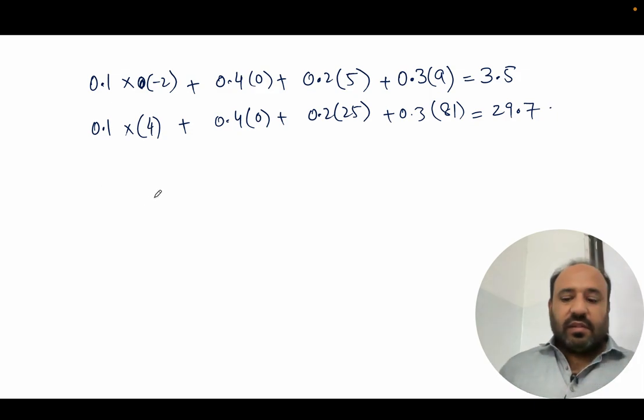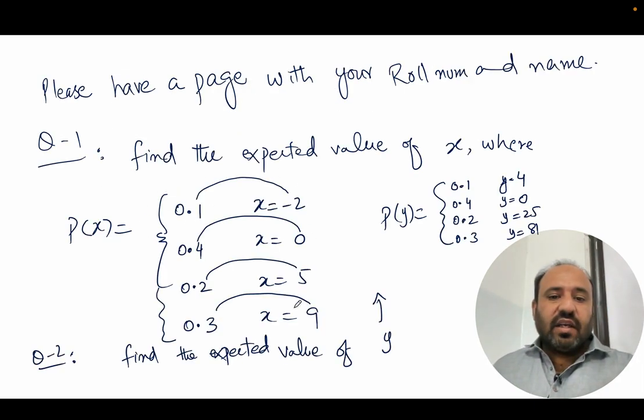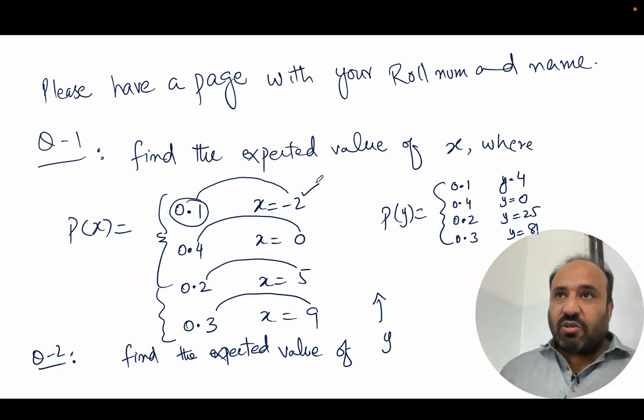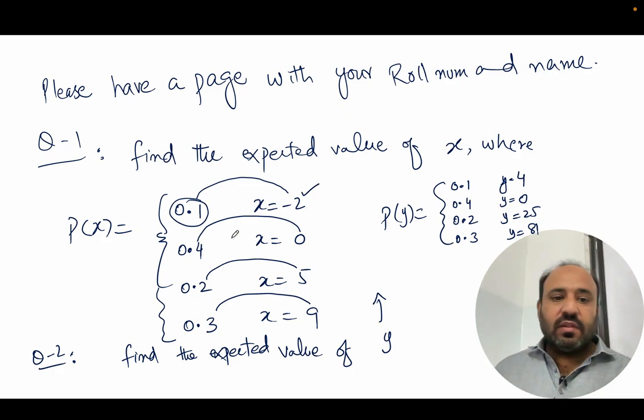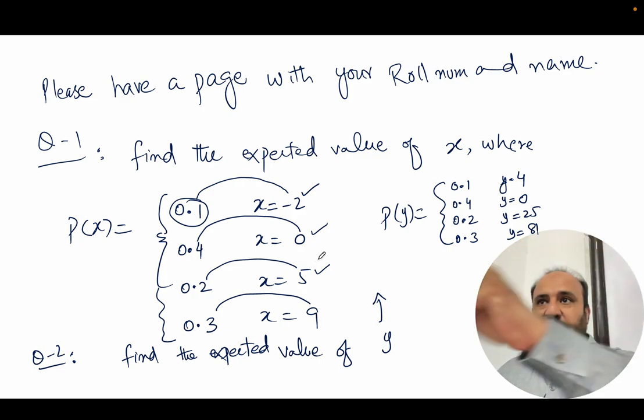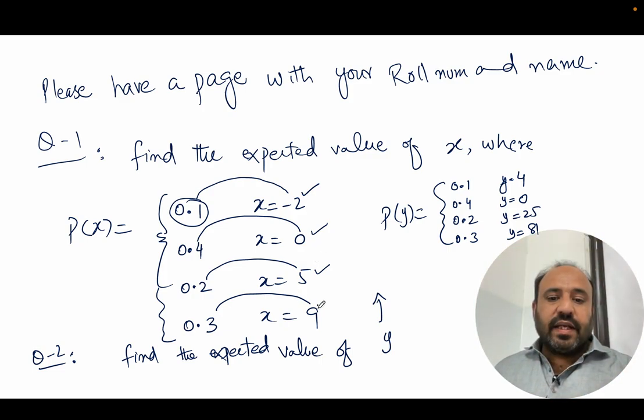For example, if you write a function and generate data according to this distribution, 10% of the total data will be -2. If you generate, for example, 1,000 numbers or 1,000,000 numbers, 10% out of those will be -2. 40% will be 0. Okay. 20% will be 5, repeated 20% of the total, and 9 will be repeated 30% of the time. That we tested last time.